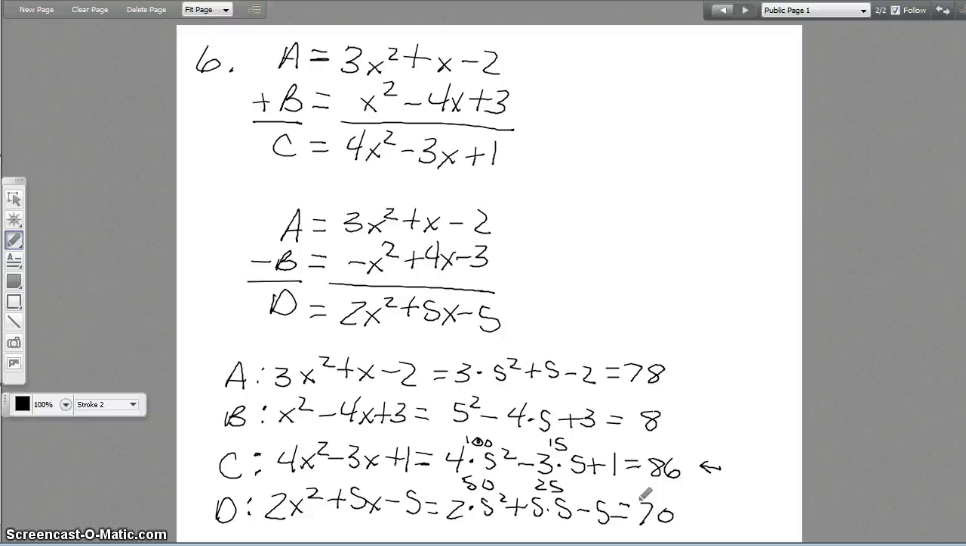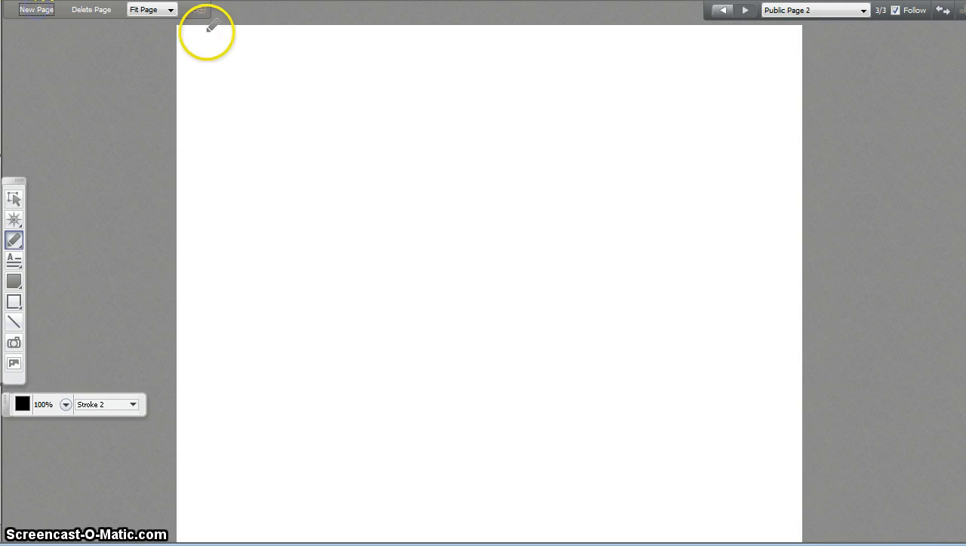Okay, so that was number 6, which is like number 12. The next one we're going to do is number 7. Number 7 just has you adding polynomials. So we're going to do part C. Part C says add x cubed minus 3 and x squared plus 2 and x plus 1.